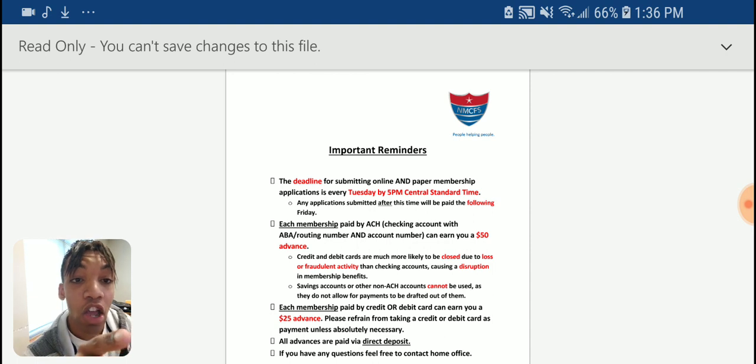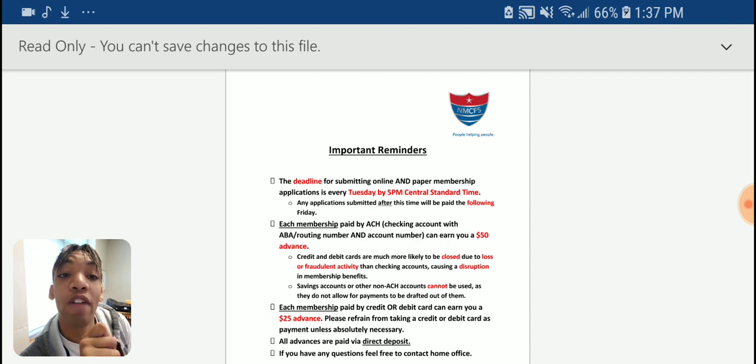Let's read that. Credit cards and debit cards are much more likely to be closed due to loss or fraudulent activity. People like to lie when they sign up with their credit card. Believe me, you don't want to mess with people who only want to sign up with a credit card, because nine times out of ten they can easily call their bank and tell them the car got stolen, and then the payment never gets received. It gets charged off from the company, which hurts the company, hurts you, and hurts the other individual, because they're not going to get the benefits, and they're playing the system. We don't have time for that.